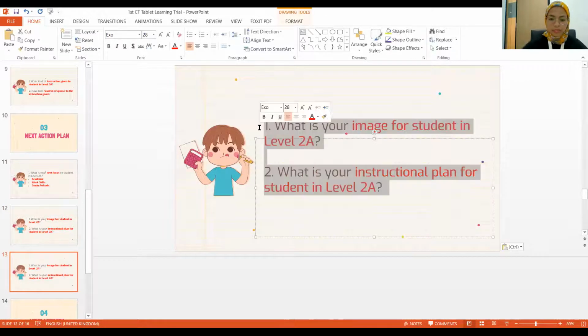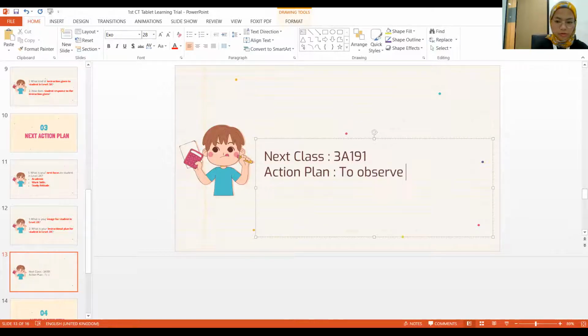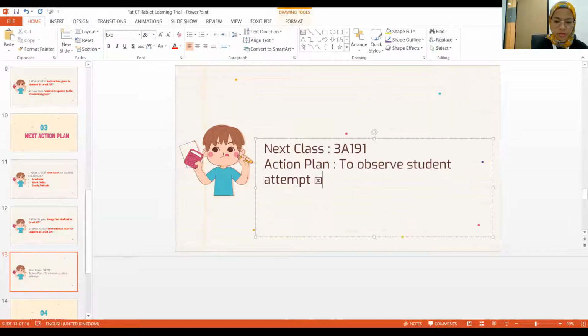Okay, maybe I have to write it down. So the next class would be 3A191. Your action plan would be to observe the student attempt +2, +3.